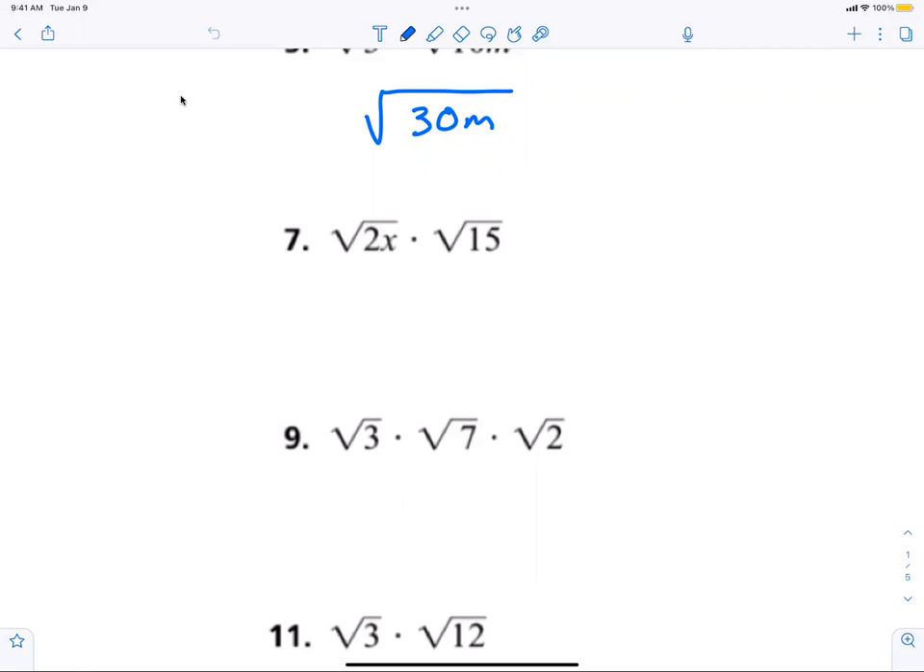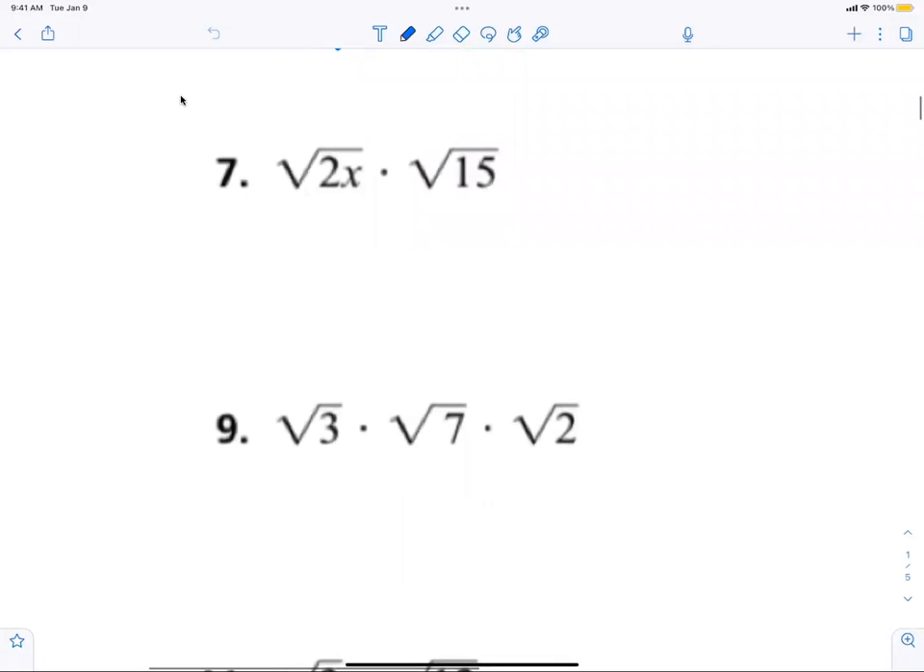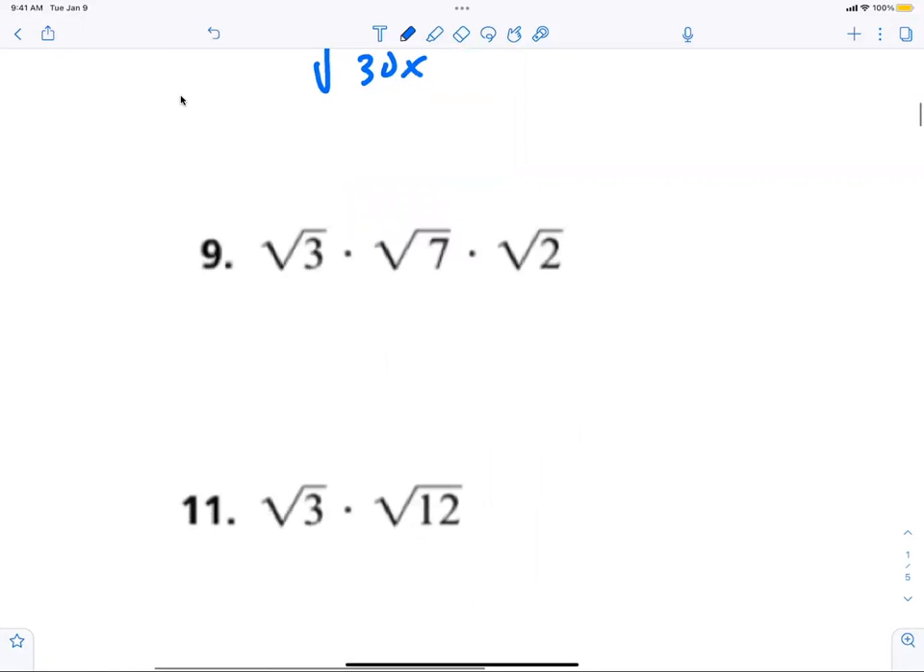Okay, so again, we said number 7 was square root of 30x. And then we came down here. I was trying to tell you that 3, 7, and 2 are prime. So if you multiply them together, you won't have to worry about breaking them down. So that is square root of 42. Do you have any questions or concerns with that?